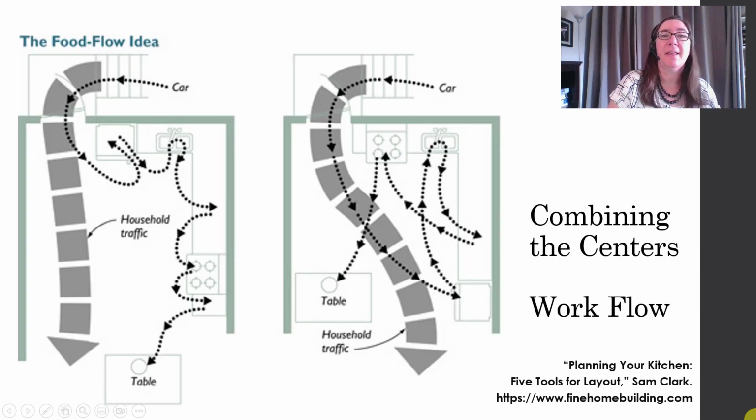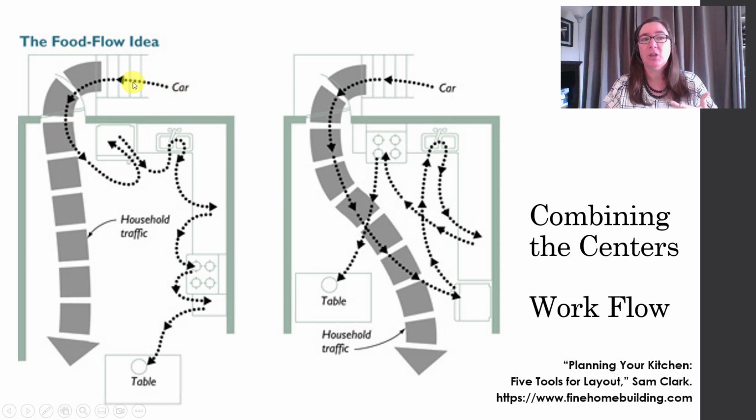Let's take a look at this example diagram of the workflow idea. On the left is supposed to be a good example of workflow, or they call it the food flow. On the right is supposed to be a poor example of workflow. So let's start with the left. The big gray path here is a through traffic path through your kitchen, as people enter the room and perhaps move through to the dining or living area.